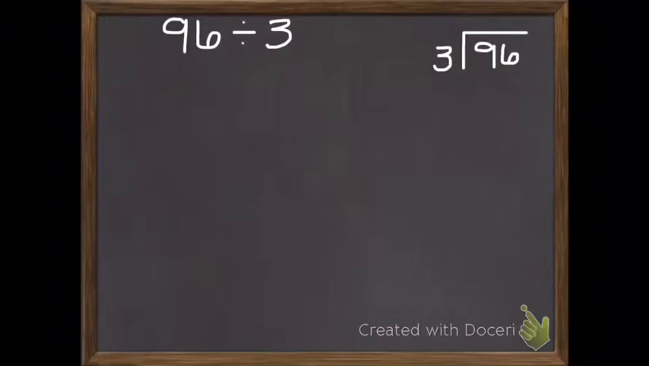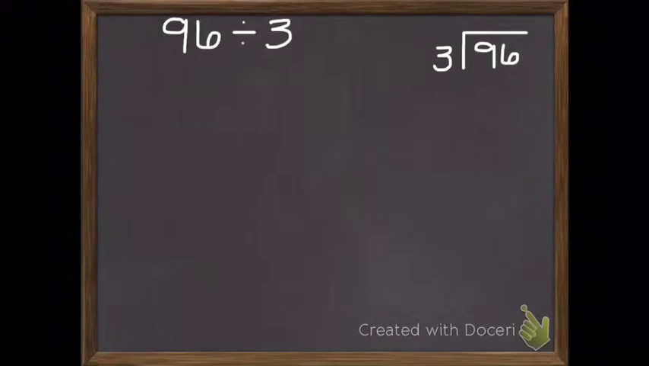You can see I've written it two ways, where we write it horizontally, and then we also write it with the division bracket, 96 divided by 3. So first, let's start with the area model. If you'd like, go ahead and pause the video and try to do the area model and the big 7 on your own. And then you can play when you're done and check your work.